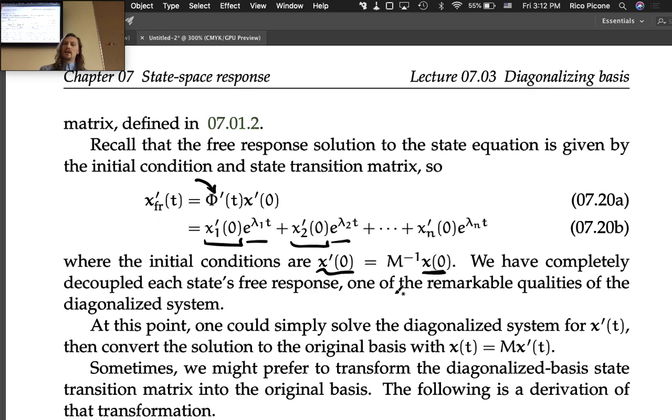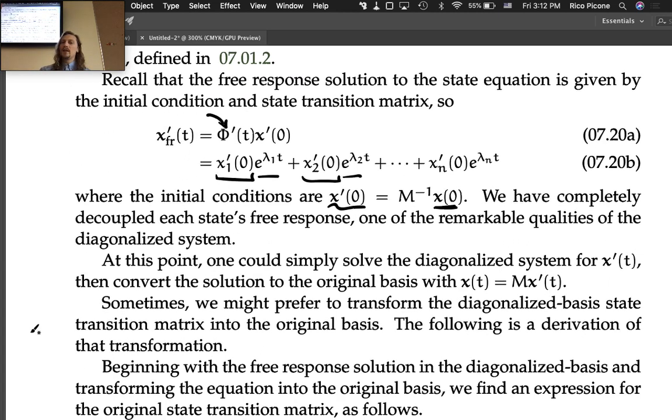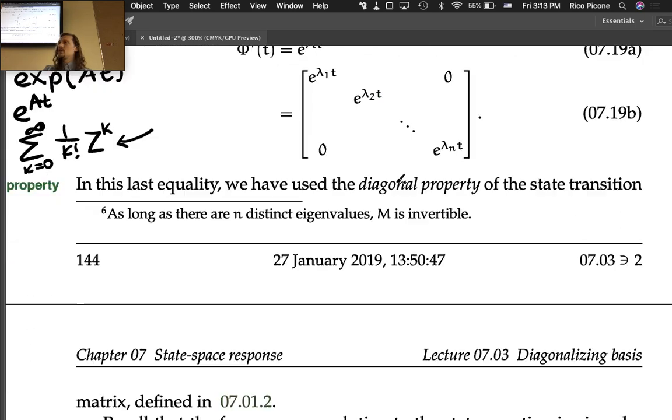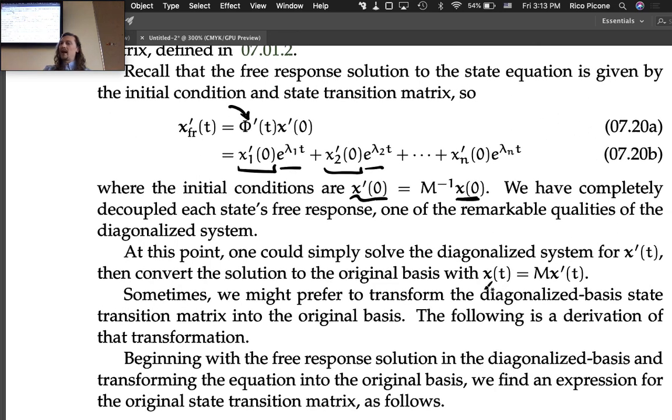So we have completely decoupled the state's free response, one of the remarkable qualities of the diagonalized system. At this point, one could simply solve the diagonalized system for x prime, then convert the solution to the original basis using this basis transformation. So when you see a problem and you want to solve for the state response of the system, you could convert it into the primed basis, solve it because the state transition matrix is easy to find in the primed basis, and then just convert your solution using this transformation to get back to x at the end. That's totally a valid way to go.